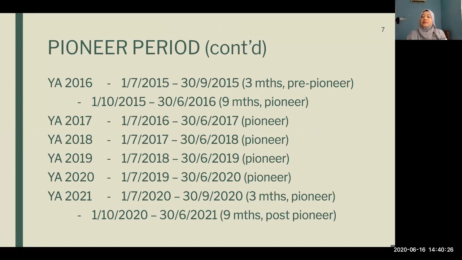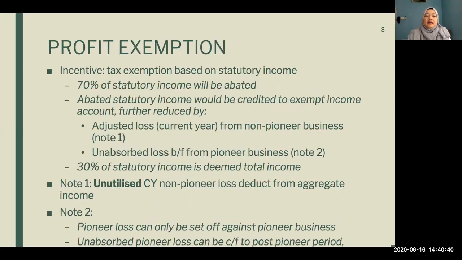Why is it important? Because you know that the pre-pioneer is a non-pioneer period. Post-pioneer is also a non-pioneer period. So make a difference between non-pioneer and pioneer period. Okay? All right. Next is the profit exemption.